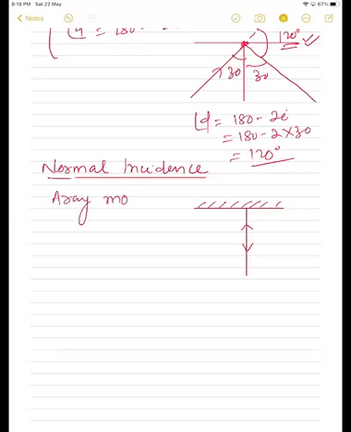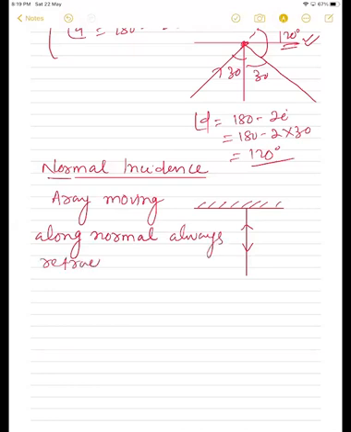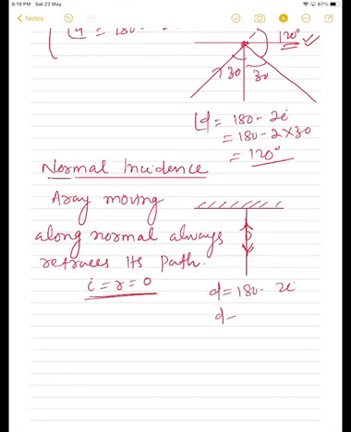A ray moving along the normal always retraces its path. That means here, how much angle is the incident ray making with the normal? 0 degrees. Then it will also come back in the same direction, when I is equal to R is equal to 0 degrees. And you see the ray was going in this direction and coming back in the same direction. So the angle of deviation is 180 degrees. And if you put D equal to 180 minus 2I, with I equal to 0, then the angle of deviation is equal to 180 degrees.